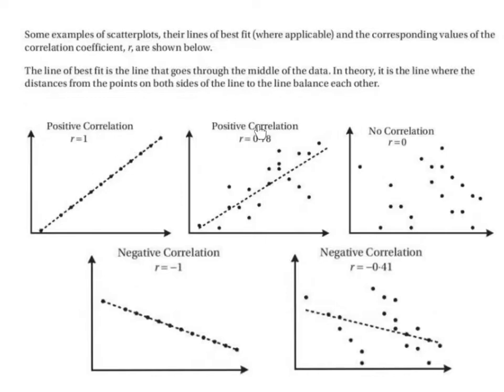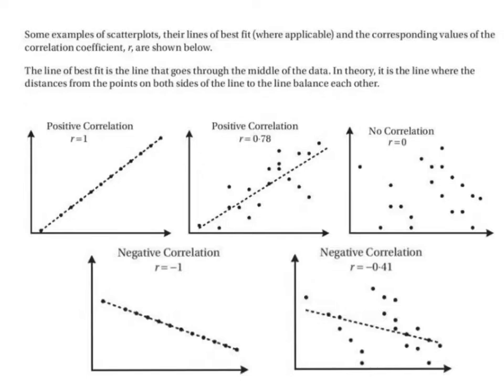Again, we have positive correlation here. We're going uphill. And r this time is equal to 0.78. So that's quite a high number. That's quite close to 1. And we can see that most of the points are close to the line of best fit. We have a couple that are a little bit further away from it. Here we have r equal to 0, no correlation.